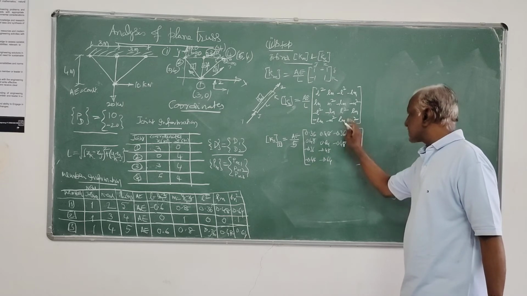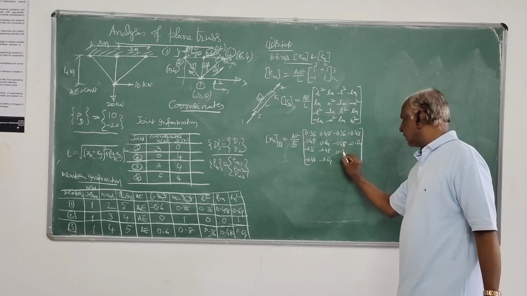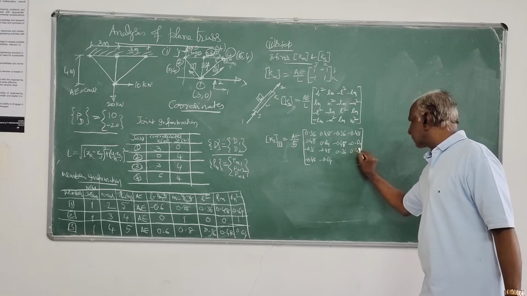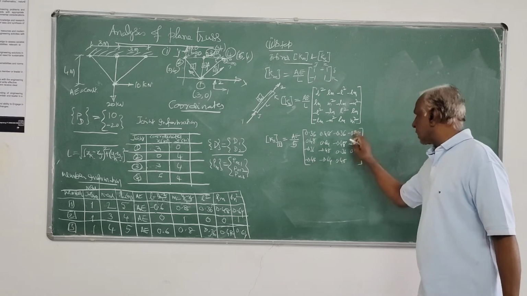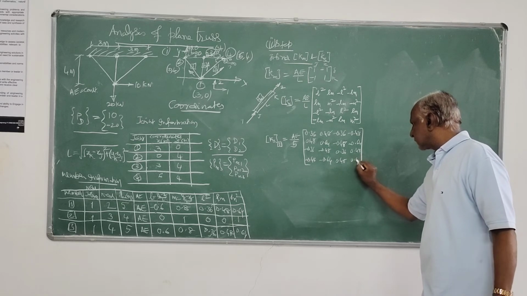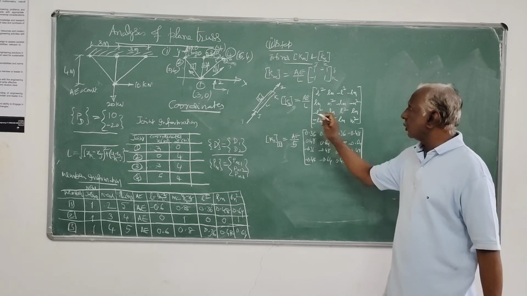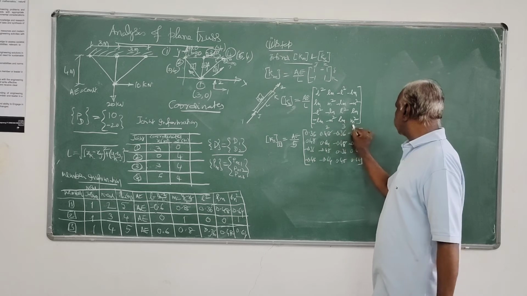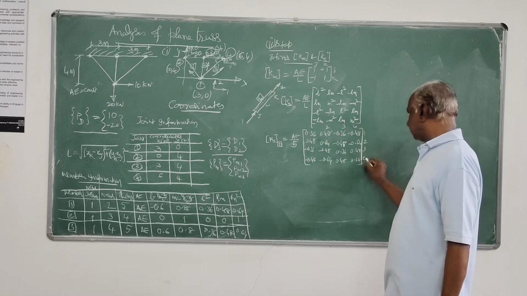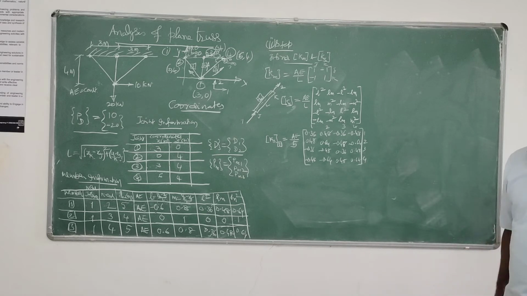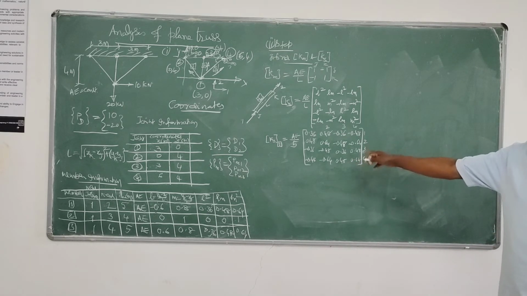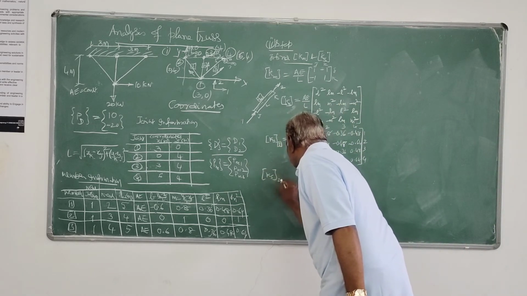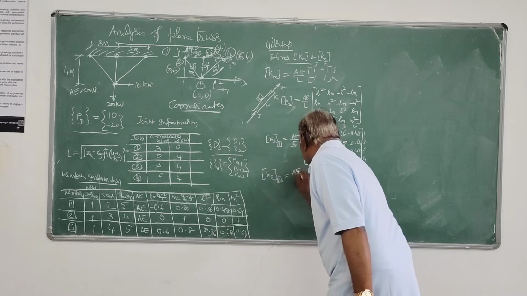Then L square is 0.36, LM is 0.48, and M square is 0.64. These are with respect to coordinates 1, 2, 3, 4 for element 1. You can write the corresponding coordinates, the global displacement coordinates, corresponding to that we have this. Then Ks2, you can find out for element 2, it is AE by 4.